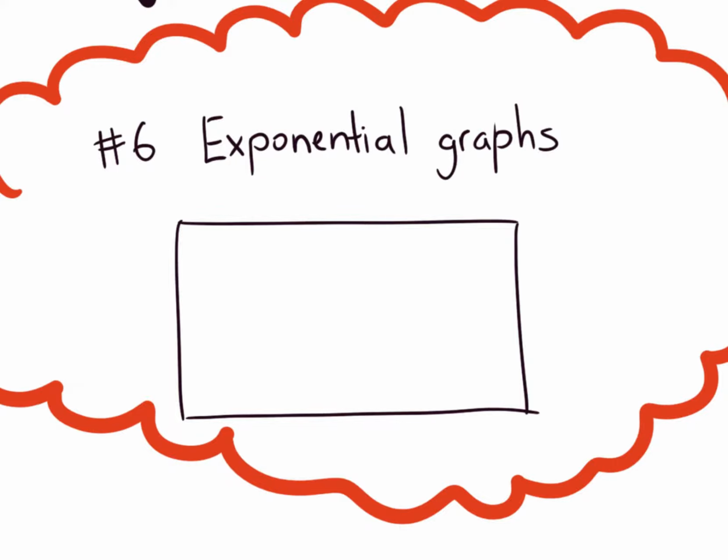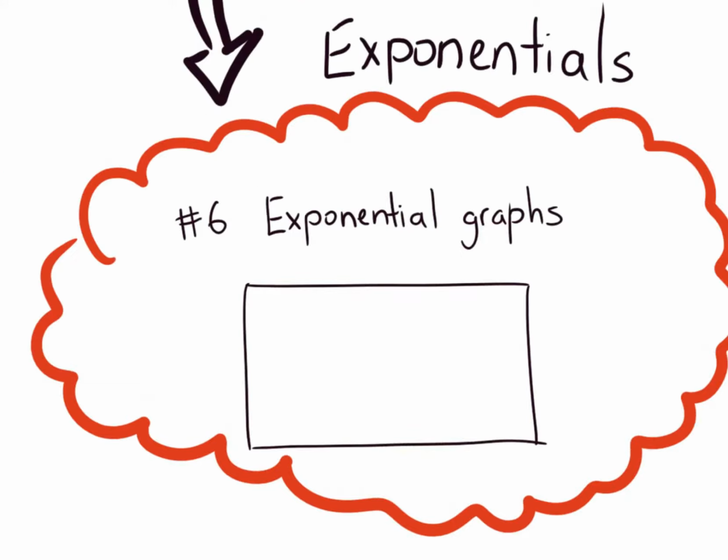Parabolas are of the form y equals x squared, but what happens if we swap the x and the 2 around? So instead of y equals x squared, let's make it y equals 2 to the x. Now we have a fixed number as our base. Remember, this is the base. And our variable x is the power.